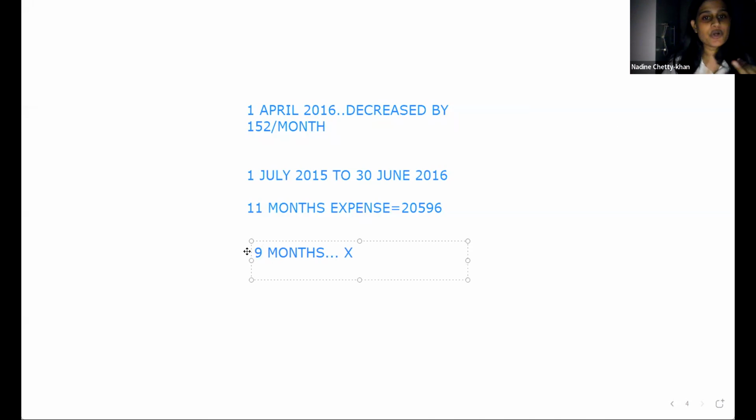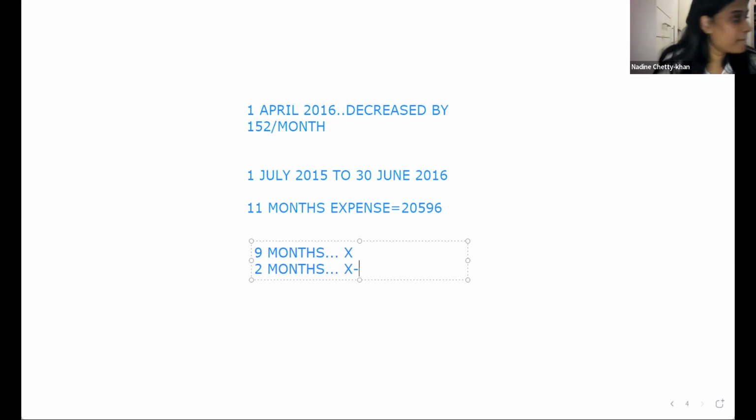March, April, May. April to May is the remaining 2 months we've recognized. It would have been the original rent minus the 152 per month. And that gives you the 11 months total of 205.96.